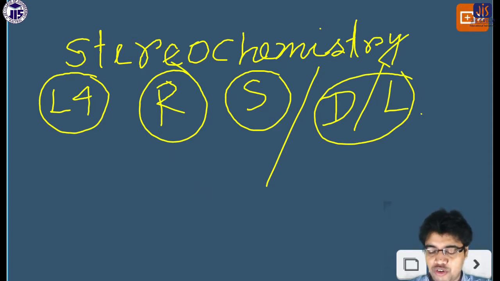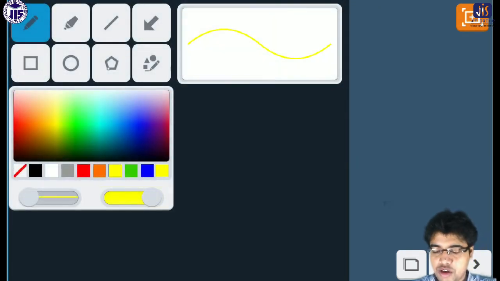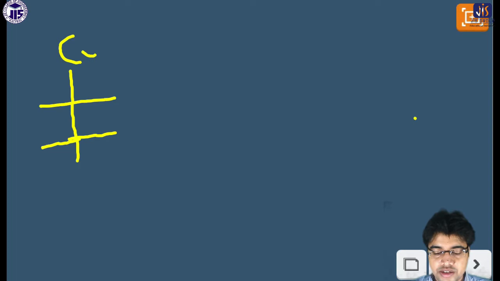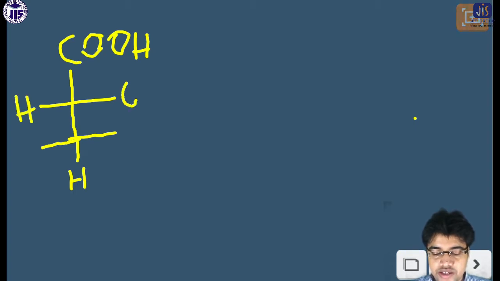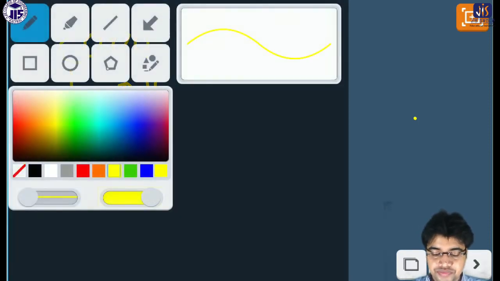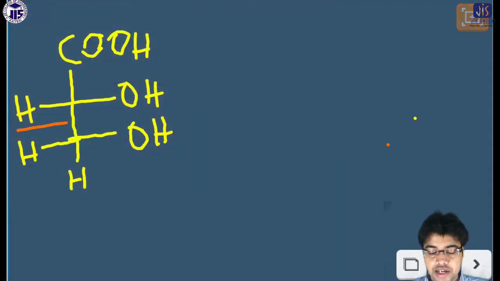So first of all, look here. When we discussed the enantiomer, I told you that there should be a mirror image relationship. Like if it is an example of a compound with COOH, COOH, H, H, and here H, OH, OH and H, OH. So I told you this is the meso compound. Why is this the meso compound? Because this compound has a plane of symmetry.